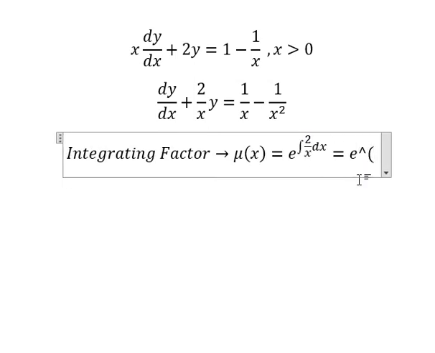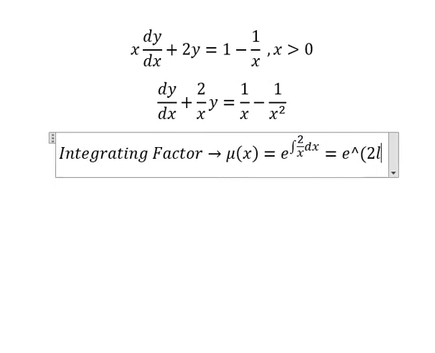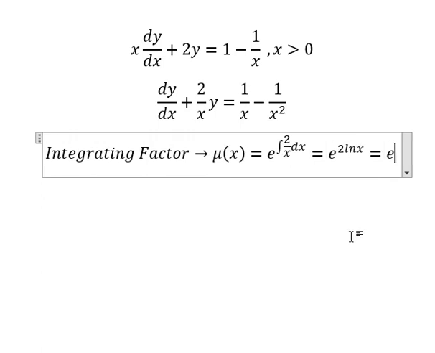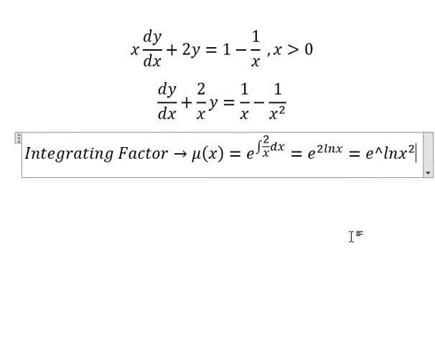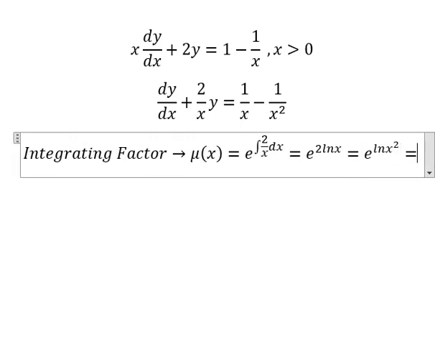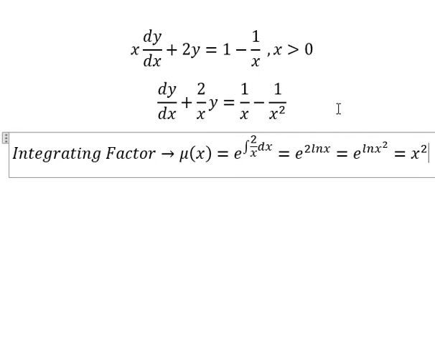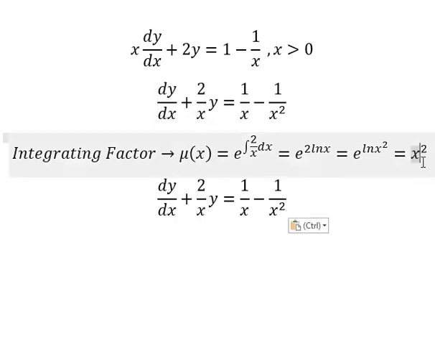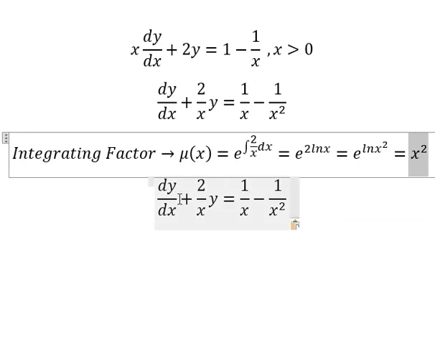The integration of this one, we have 2 ln(s). Later that number 2 will go inside the natural log in here. And this one we have s squared. That means we multiply both sides by this one.